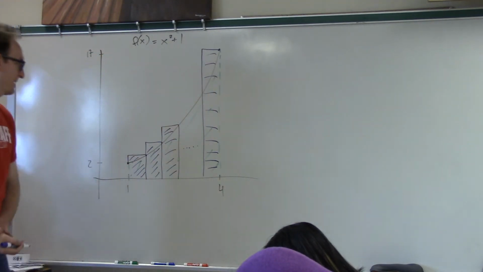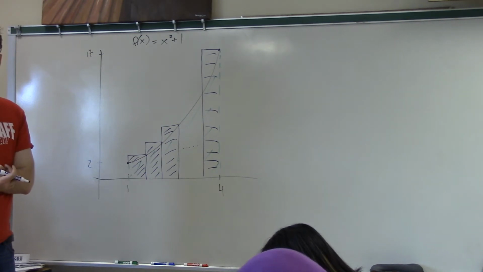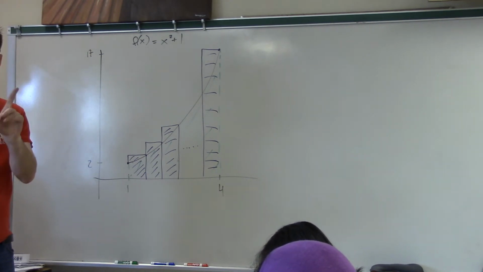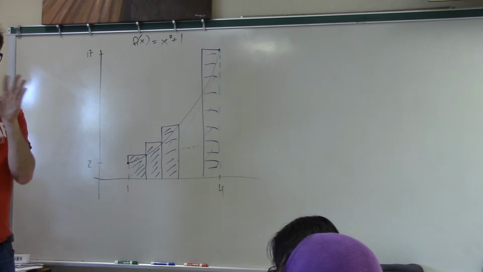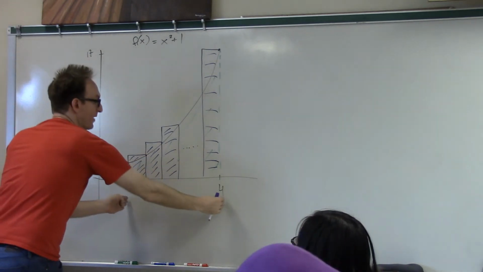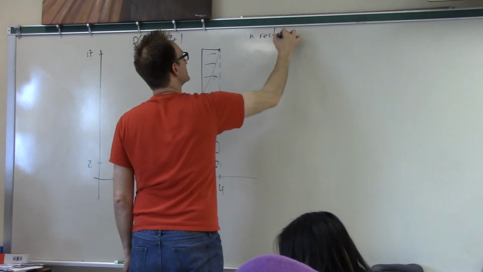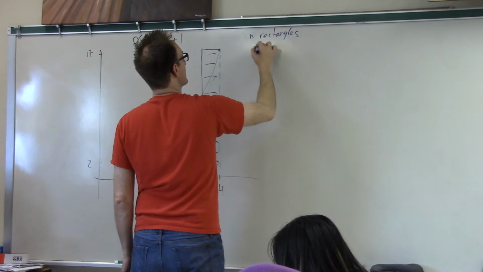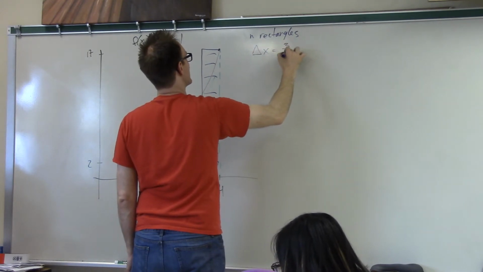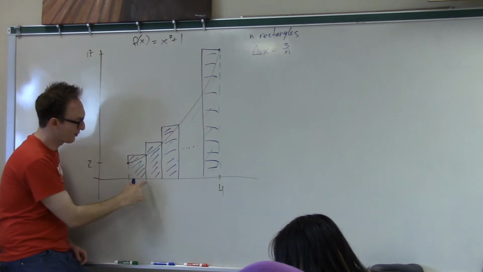And by the way, how wide is each rectangle? It's 3 divided by n. Yeah, the width of the interval is 3, and if there are going to be n rectangles and the total width is 3, then the width of each one is going to be 3 over n. True. Okay, so what is this point right here?